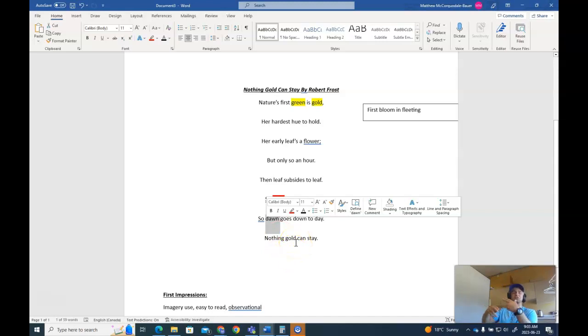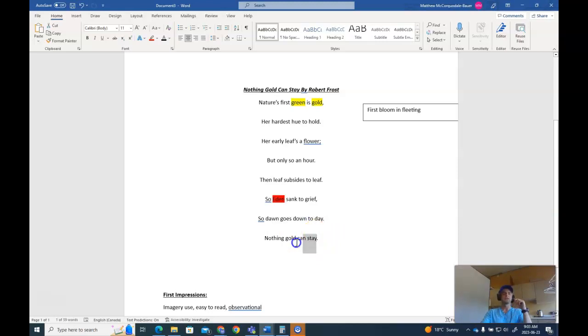So dawn goes down to day. Once again, this cyclical nature. As soon as you reference seasons and the process of a day within poetry, you are really leaning into that idea of a constant cycle. And then Frost, just to really make sure the reader gets it, that there's no way we can miss it, ends with nothing gold can stay. Just right out saying it. We already know gold is first green based on the first line. Nothing, no first bloom can stay. Goes without saying, but a beautiful way to say it.